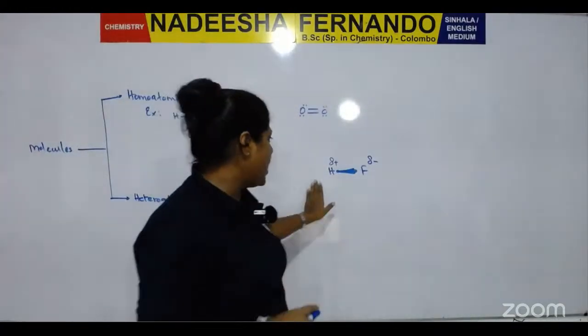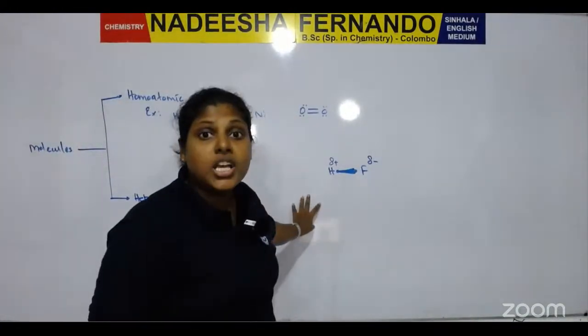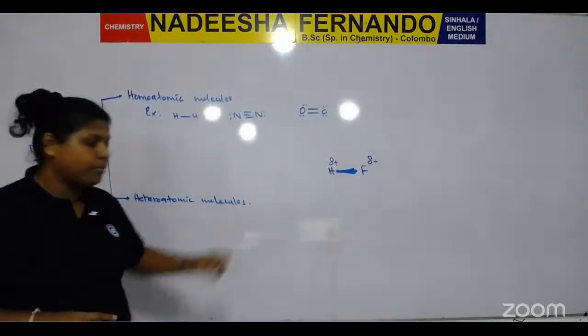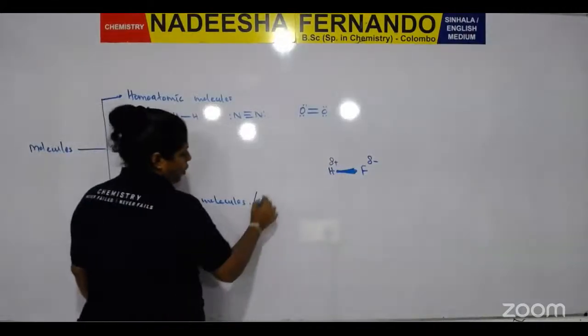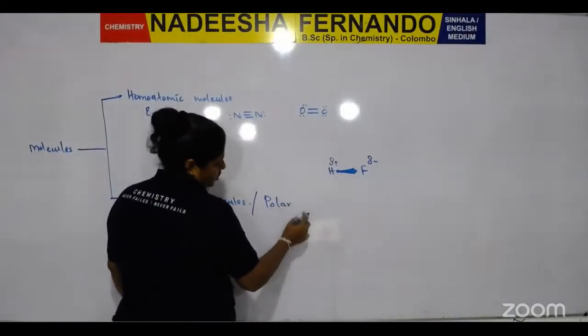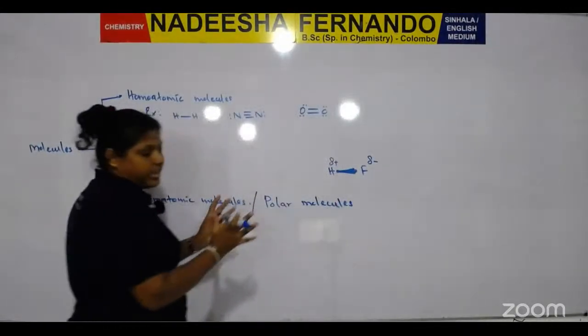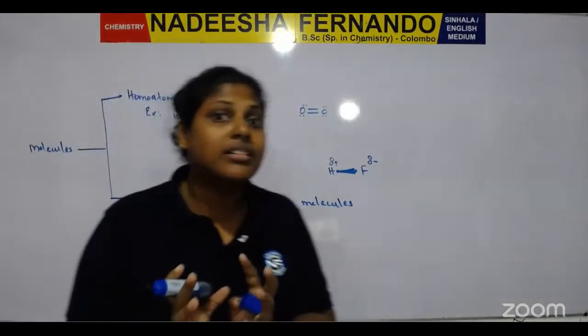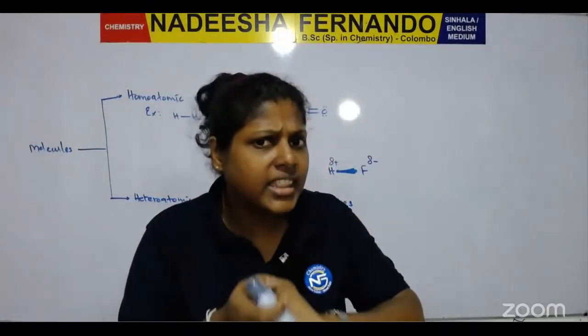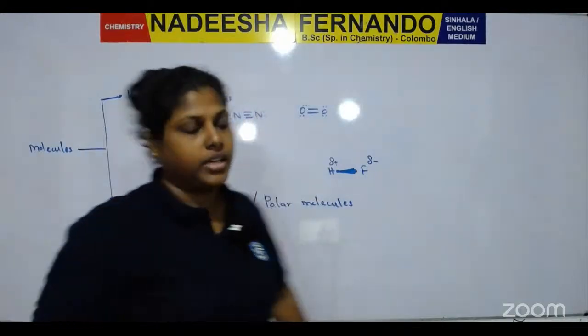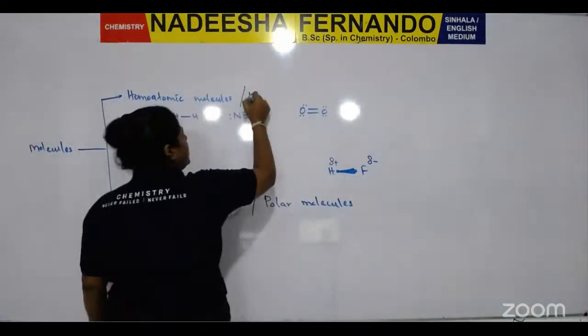Such bonds are polar bonds. So heteroatomic molecules are formed by polar bonds, so we can say polar molecules. Different atoms, which have different electronegativity, share their electrons and make a bond. Homoatomic molecules are non-polar molecules.